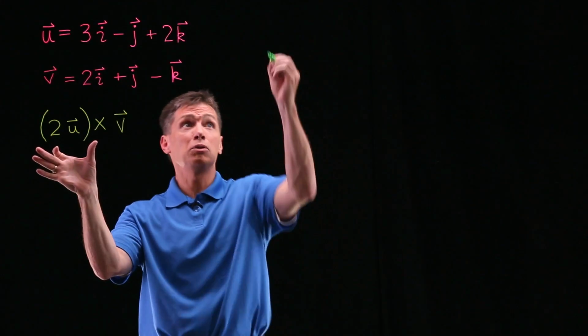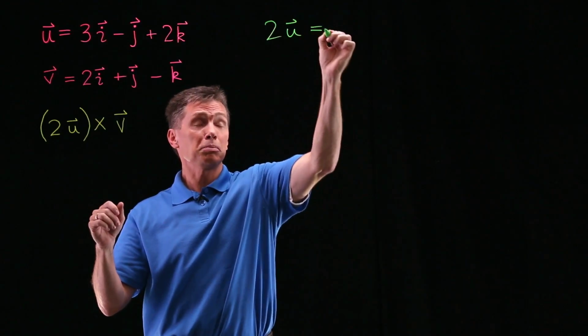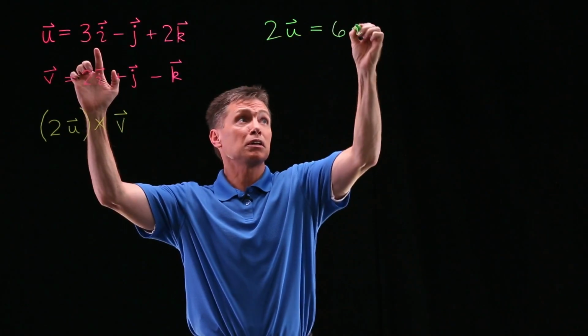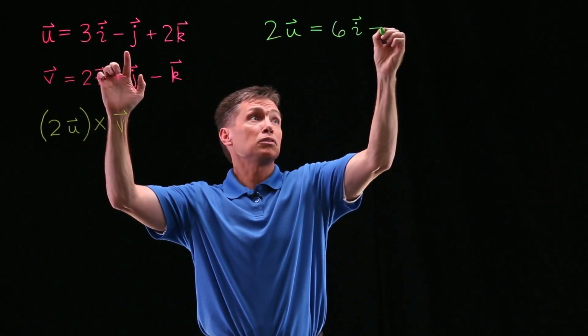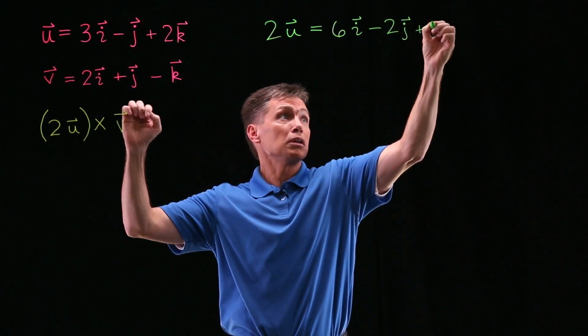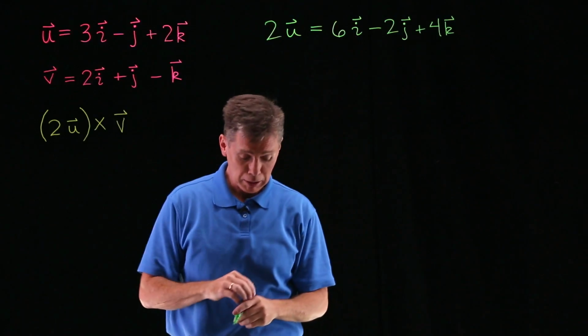So you know how to do a 2 times u vector. You just multiply that 2 through to each of the components. So I'll have a 6i minus 2j and then plus 4k. All right, now let's focus on that cross product.